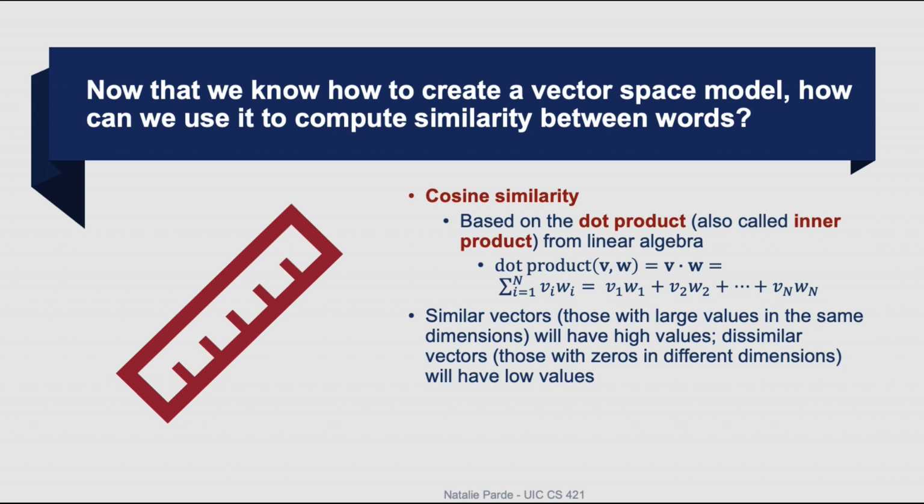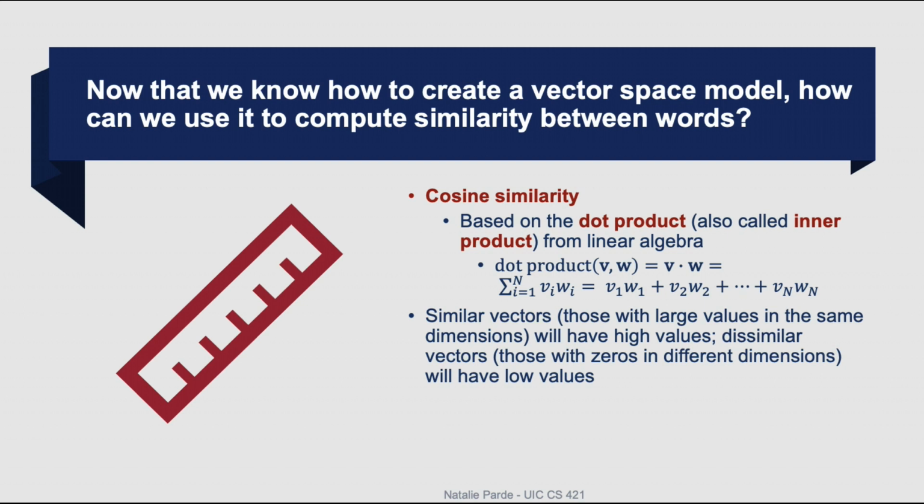Cosine similarity is based on the dot product from linear algebra, and in case it's been a while since you refreshed your linear algebra skills, I've included the equation here. Assuming you have two vectors v and w of the same dimensionality, for each dimension i, you just take the product of v sub i and w sub i, and then you sum up all of those products.